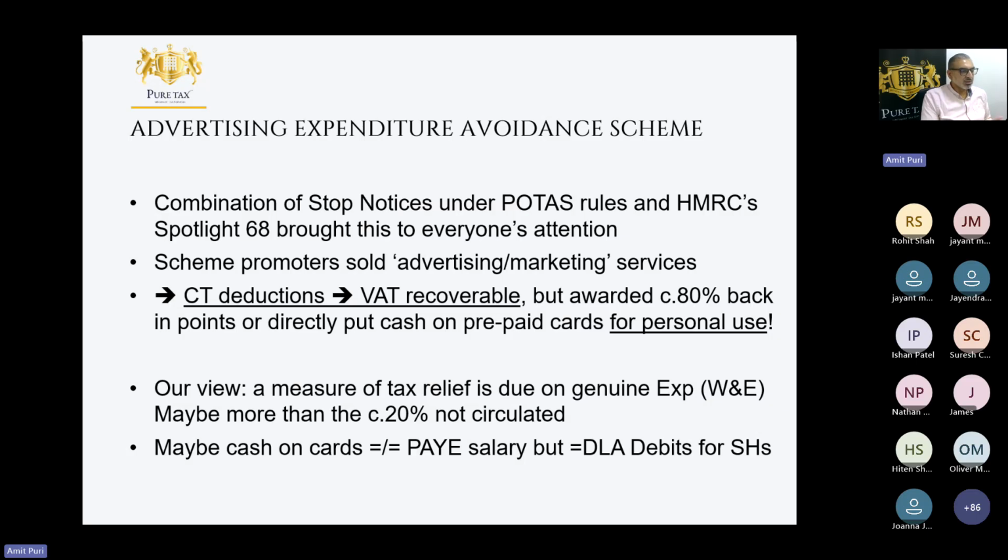But lo and behold, about 70 or 80% of what they spent was going to be put back on a prepaid card for them to be used. So that's often the business owners or their staff. Slightly different version of this as well. There were loyalty points that were awarded as well, but each point equated to £1. So it still brought people back, the 70-80% came back to people to use. So HMRC had become aware of this quite quickly, actually, unlike other schemes, which led them to issue Spotlight 68.